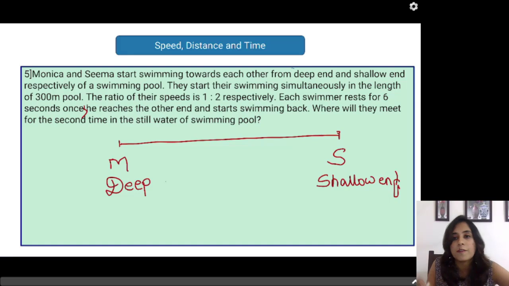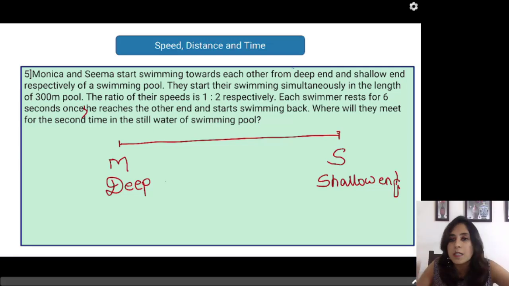Now after the second time interval, Seema would have reached this end. She would have taken a six second gap and she would have again reached here. So she would have traveled a total of 200 meters. Till that time, Monica would have traveled just 100 meters again. So Monica would have just traveled 100 meters when Seema is here and going in this direction. Now Monica is also going in this direction, 100 meters away from the shallow end.